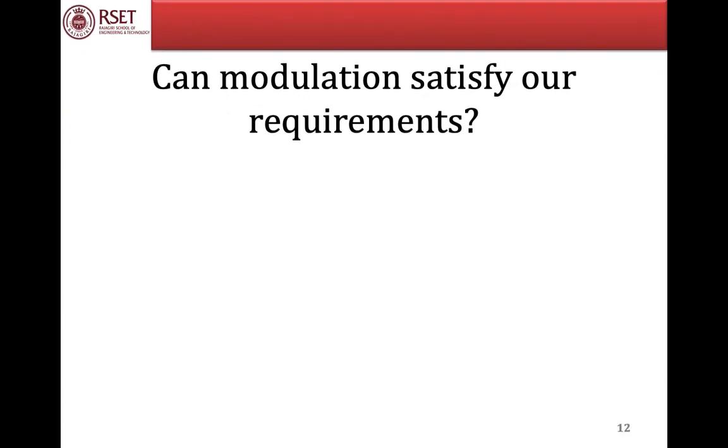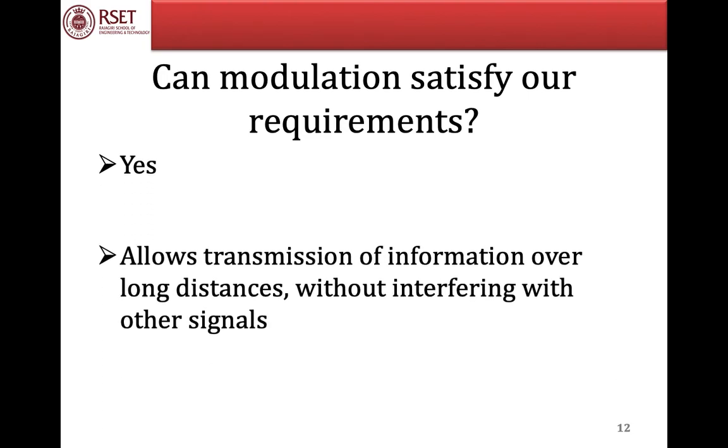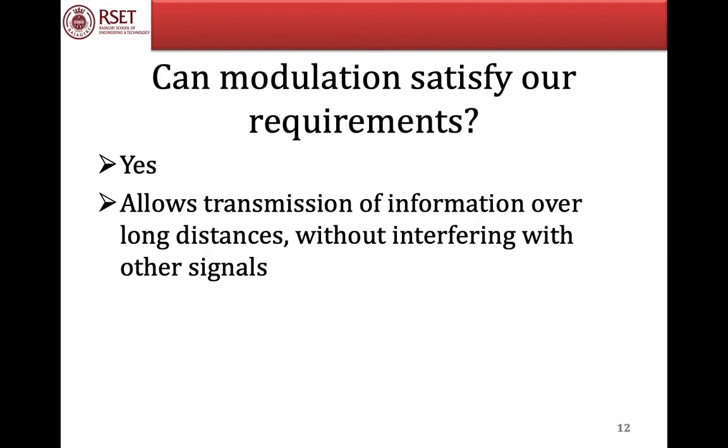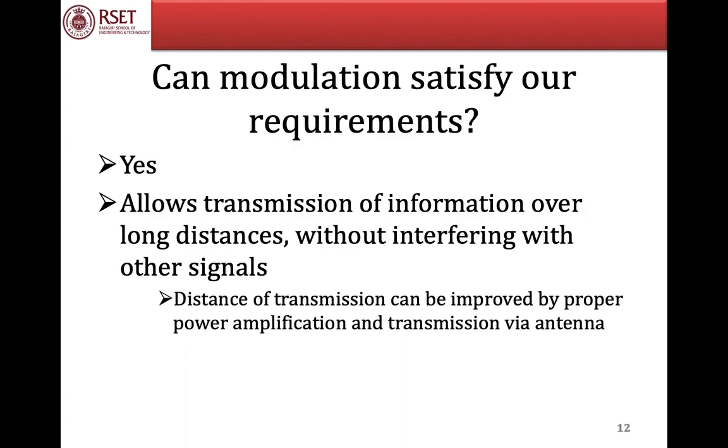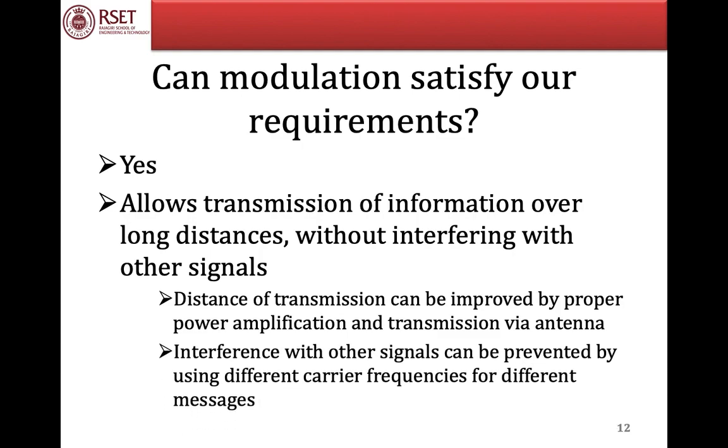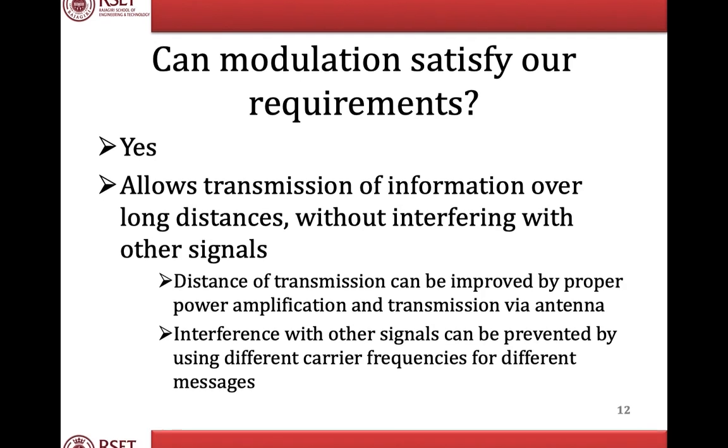Now, can modulation satisfy our requirements which we stated earlier? Yes, it allows transmission of information over long distances without interfering with other signals. The distance of transmission can be improved by proper amplification and then transmitting through the antenna. The interference with other signals can be prevented by using different carrier frequencies for different messages.